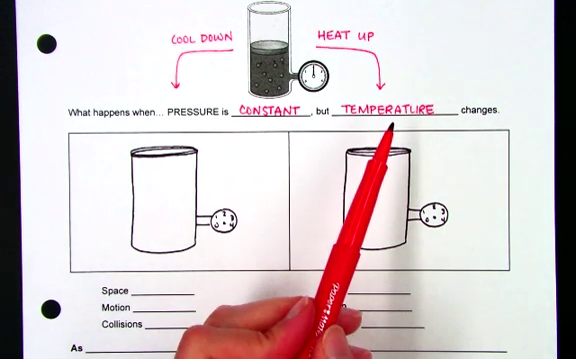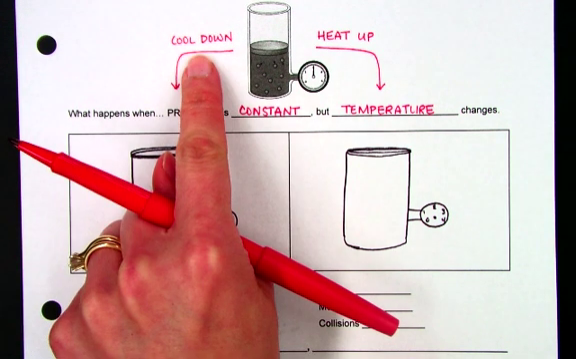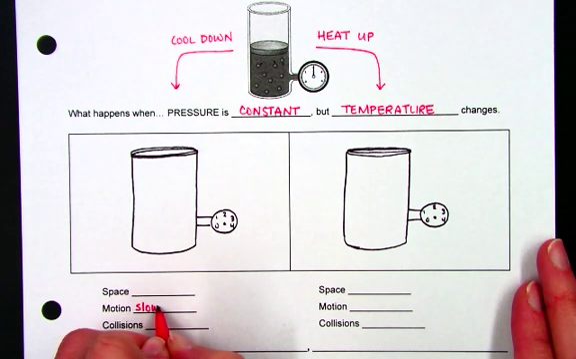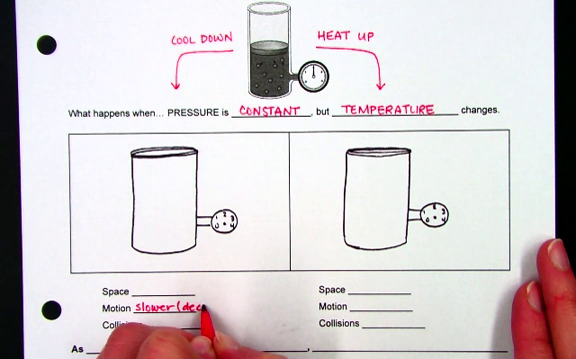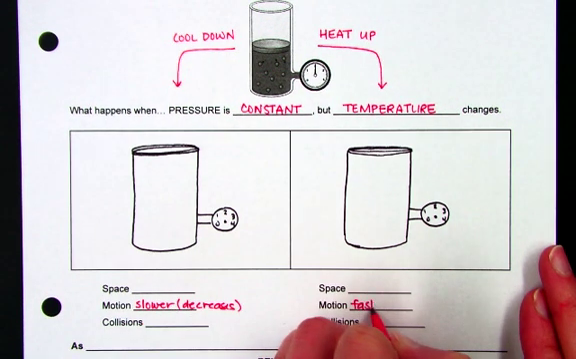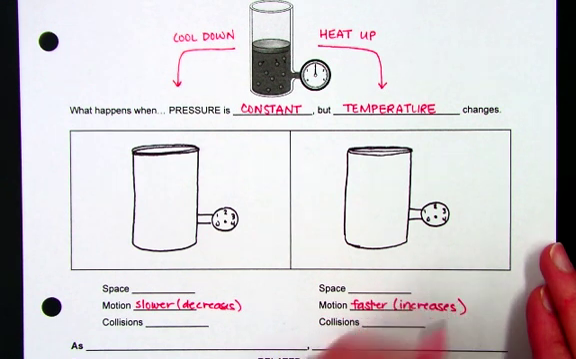So let's talk about the temperature change first. What's happening? Which one am I controlling? How much space there is, how much motion there is in the particles, or how many collisions? Which one am I influencing when temperature changes? The motion, absolutely. When it cools down, what's happening to the motion of the particles? Yes, slower, absolutely. Or we're going to say decreases, right? And then this would be faster when we heat it up. Are we good with that?